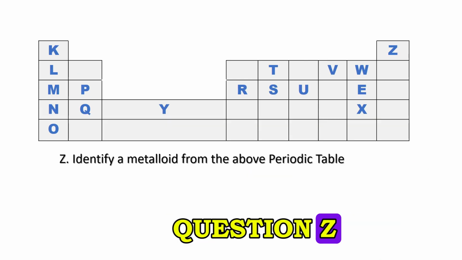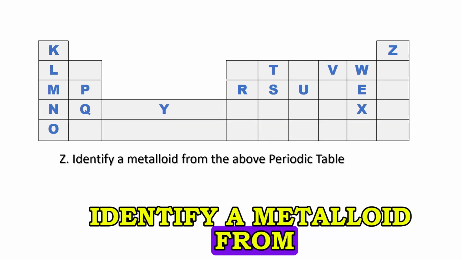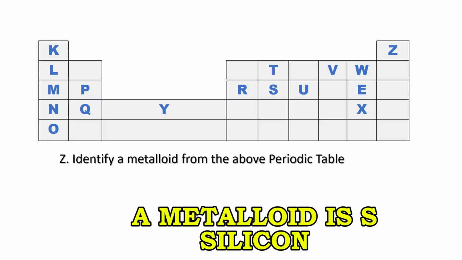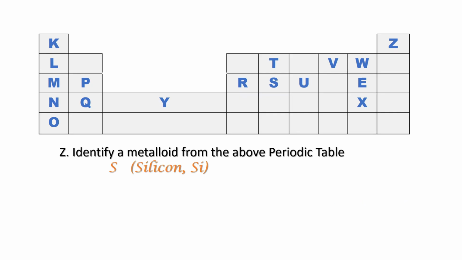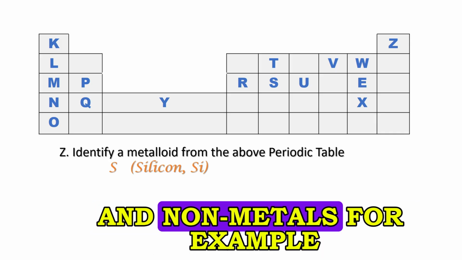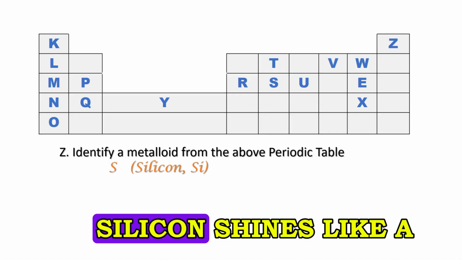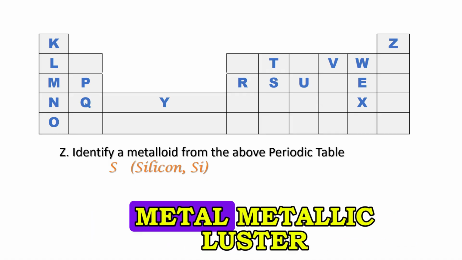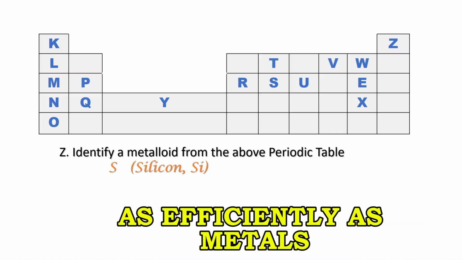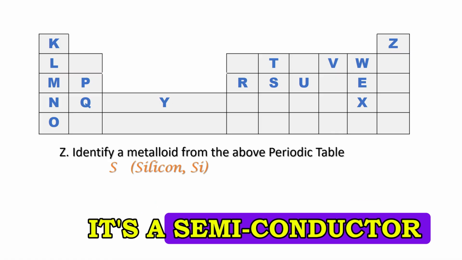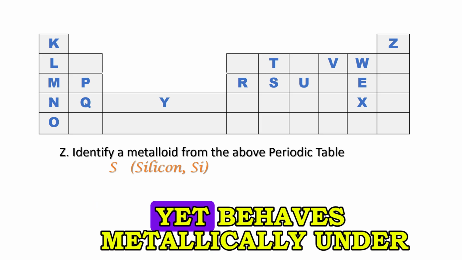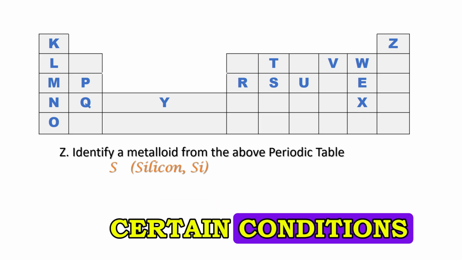Question Z. Identify a metalloid from the above periodic table. The element identified as a metalloid is S, silicon. A metalloid is an element that shows properties of both metals and nonmetals. For example, silicon shines like a metal, metallic luster, but does not conduct electricity as efficiently as metals. It's a semiconductor. It can form covalent compounds like nonmetals, yet behaves metallically under certain conditions.